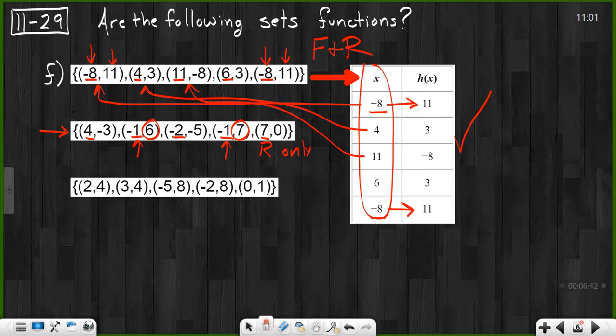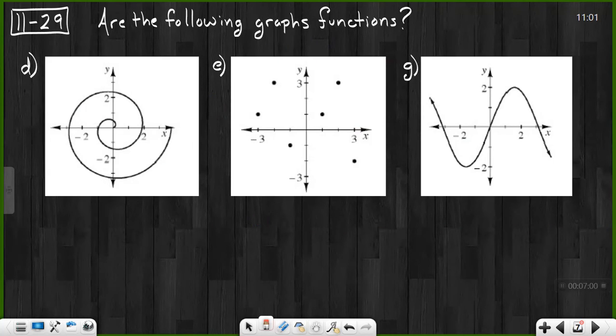Take a look at the next one. See if you can figure it out. All right, coming back in, I've got 2, 3, -5, -2, 0. None of my inputs repeat, so I must assume it is functioning, so it's both a function and a relation. That is identifying functions in a table or a set. Let's move on now to graphs.